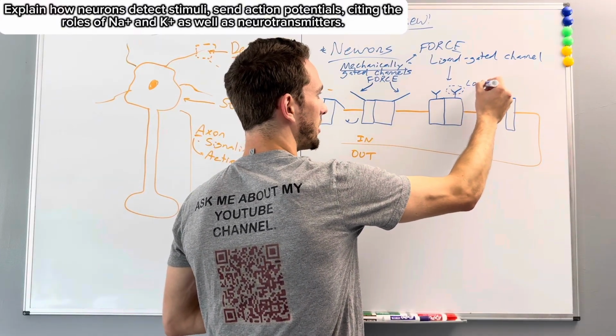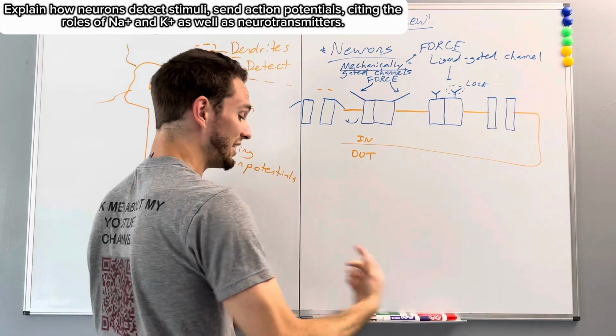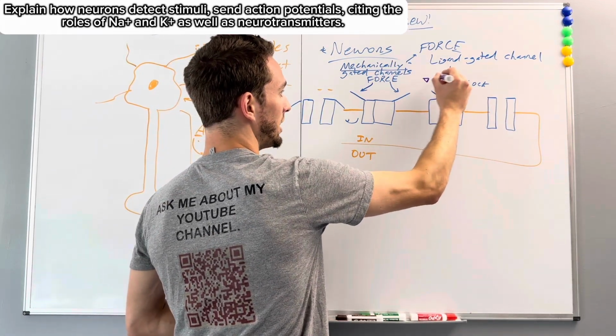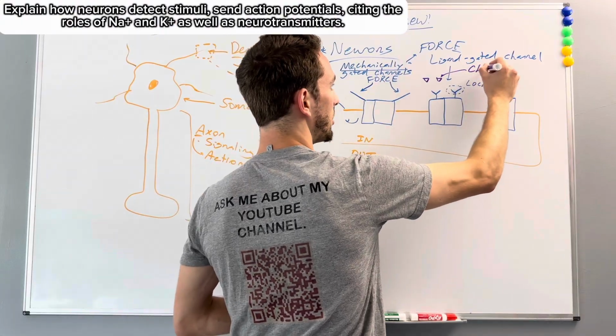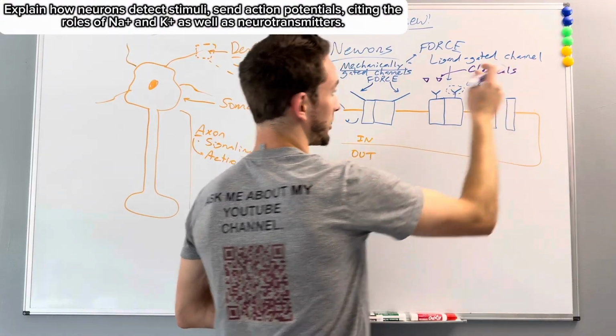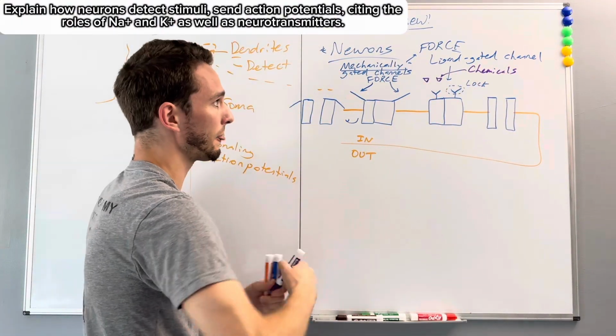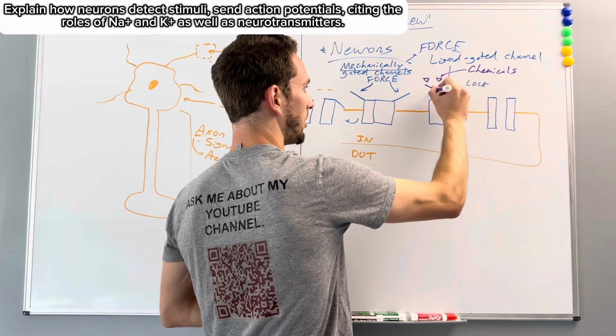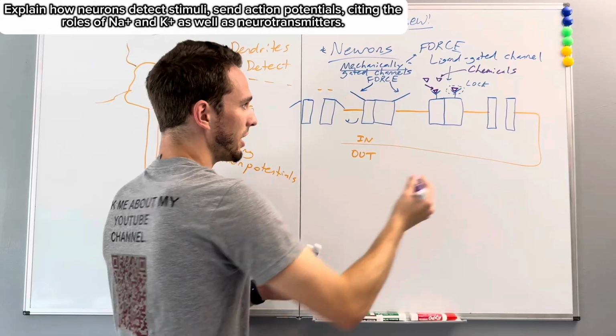I'm just going to say lock. And we are going to have some sort of key come in and bind to that lock. Typically, these little keys are just chemicals. A lot of the times, fun fact, they're neurotransmitters. We'll see that here in a second. But those chemicals, again, can bind to the lock. And then we can open up that gate.